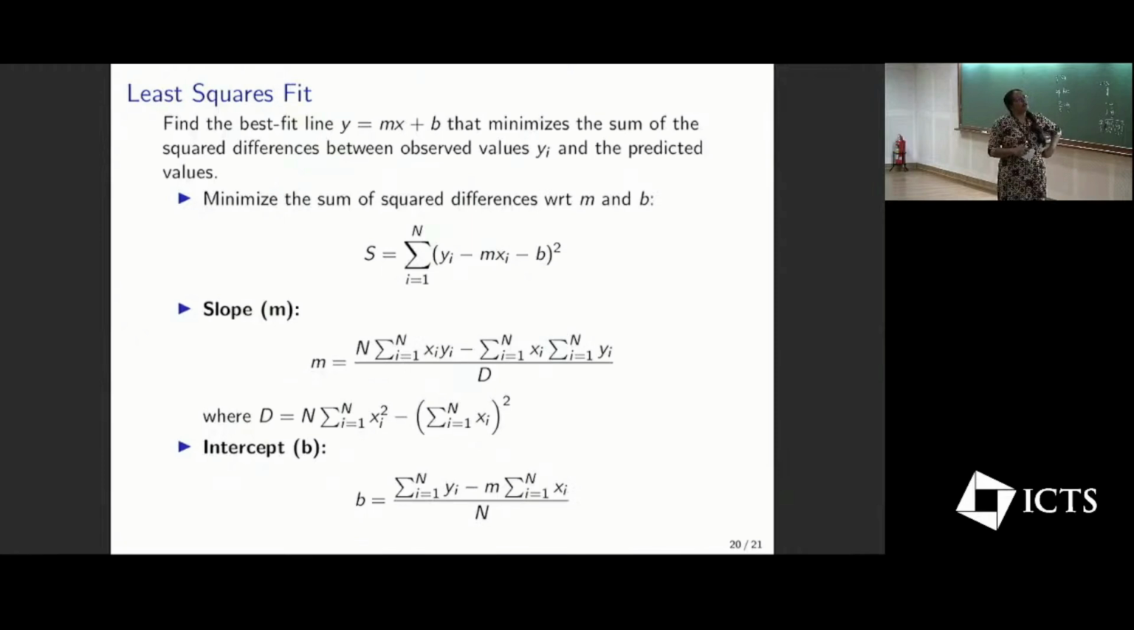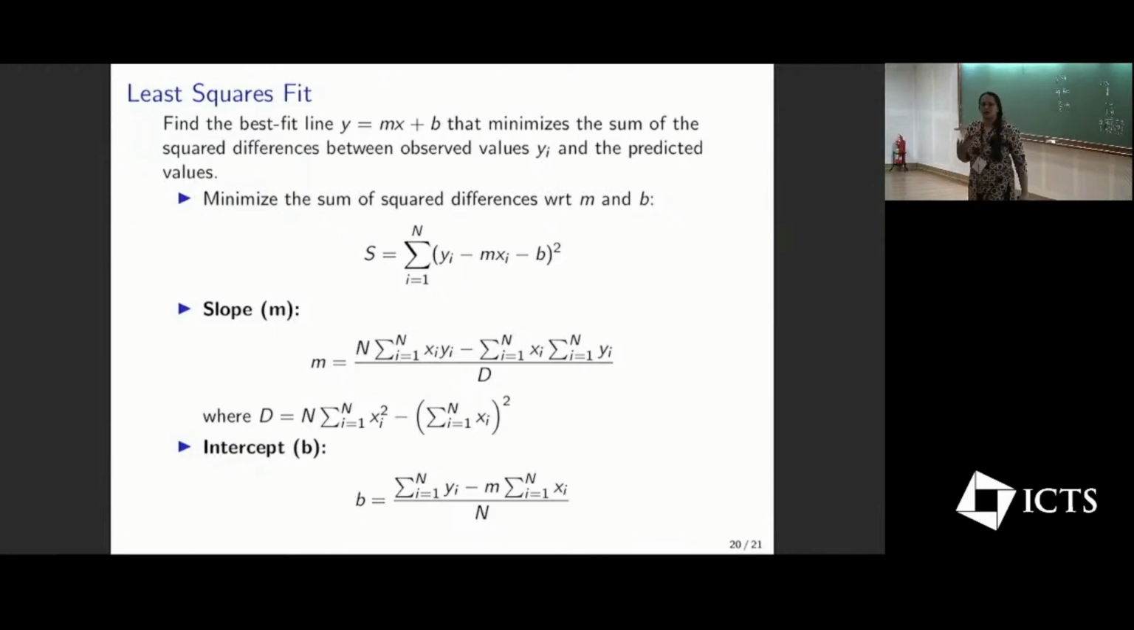I know everyone knows least squares fit. Everyone knows least squares fit? People here who don't know what it is, don't feel shy. You don't know? Okay. So I'll tell you roughly what a least squares fit is.